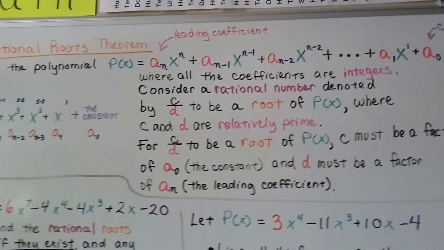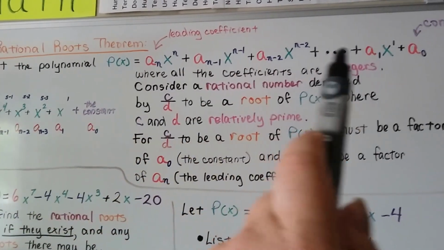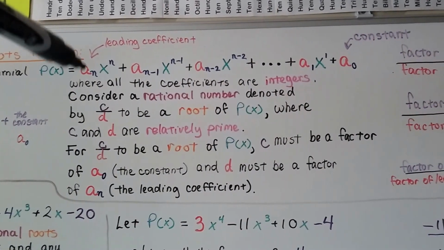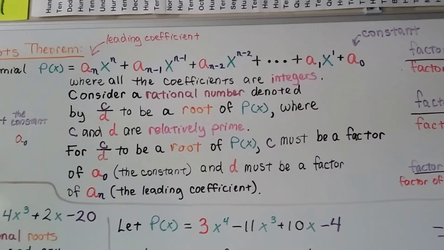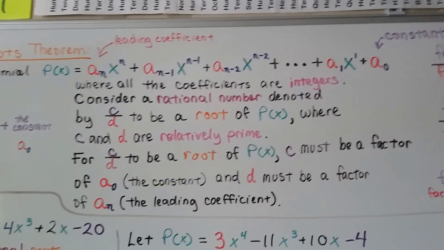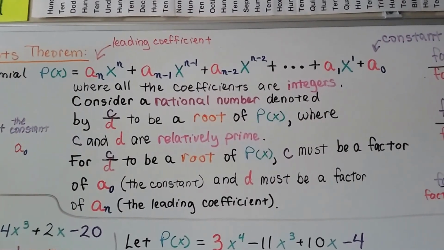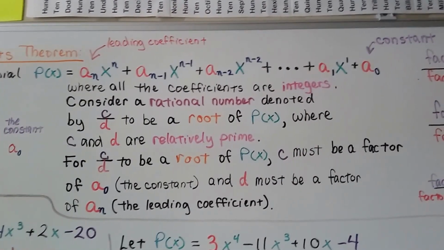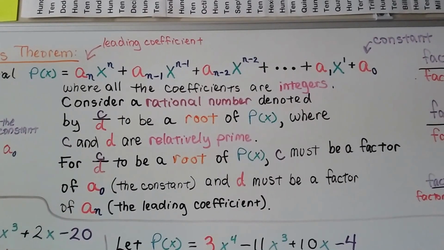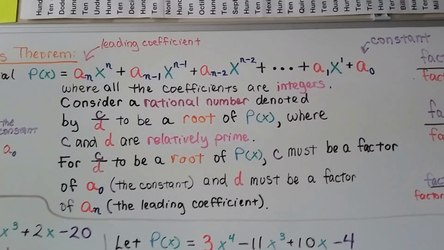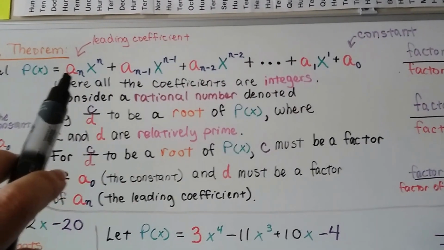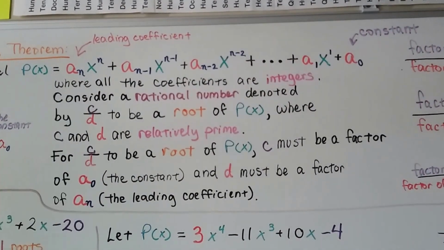So we're going to let this polynomial p of x equal this descending order expression. The first one is the leading coefficient, and the last one is the constant. All the coefficients are integers, positive or negative numbers. Consider a rational number denoted by the quotient of c and d to be a root of p of x, where c and d are relatively prime. For c over d to be a root of p of x, c must be a factor of a sub 0, that constant, and d must be a factor of the leading coefficient, a sub n.